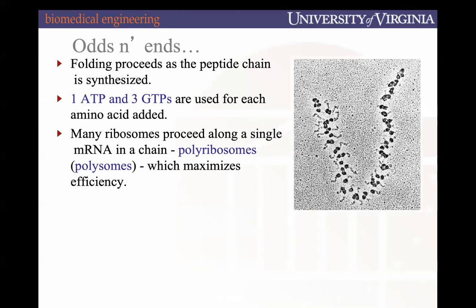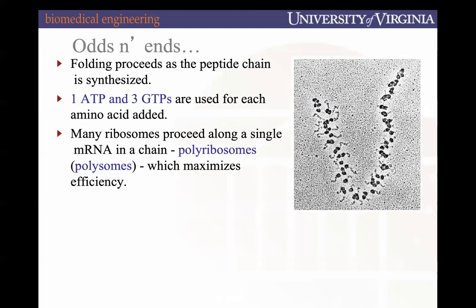One thing to note is that typically we're not going to have one single ribosome on an entire mRNA transcript. In actuality, there's going to be many times where we have many ribosomes proceeding along a single mRNA transcript. And so here we have an electron micrograph where we have many ribosomes connected to one single mRNA transcript, and where they have growing peptides coming off of them.